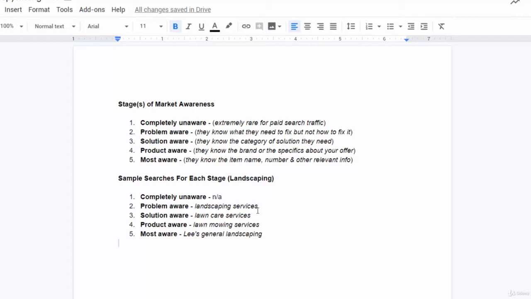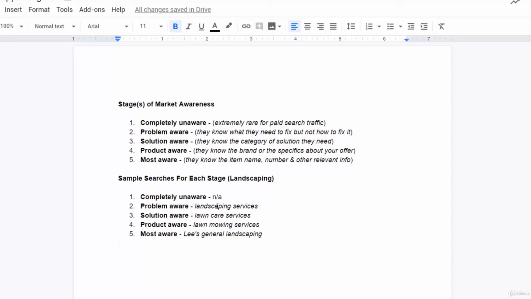And then stage number 3, solution aware. This is where they're typing in lawn care services because they know that's the solution they're looking for, right? And again, this can mean a lot of different things. Lawn care services can be watering the grass, planting seeds for growing the grass, mowing the lawns, right? And that's where the product aware stage comes into play, stage 4. This is where they know exactly what they need as far as the product or the service. So, lawn mowing services. So notice the hierarchy here.